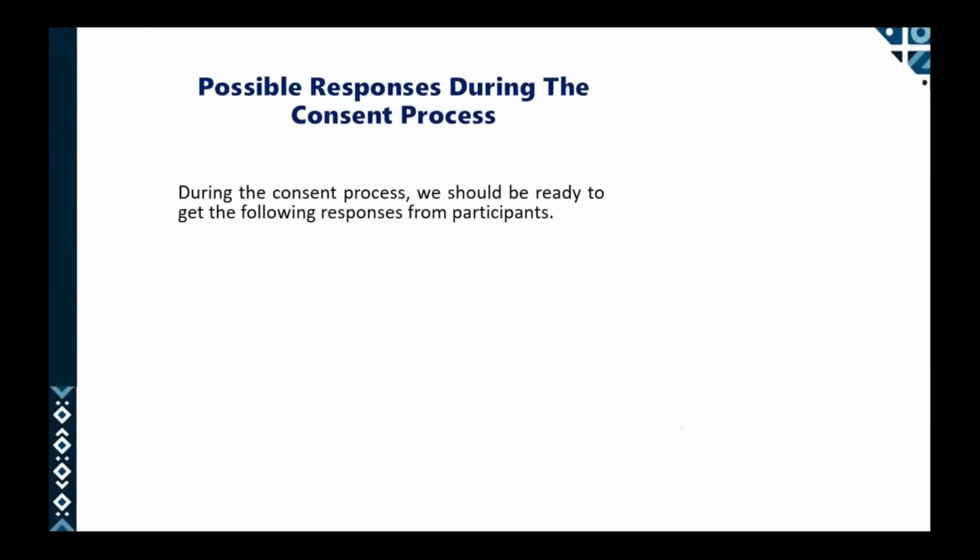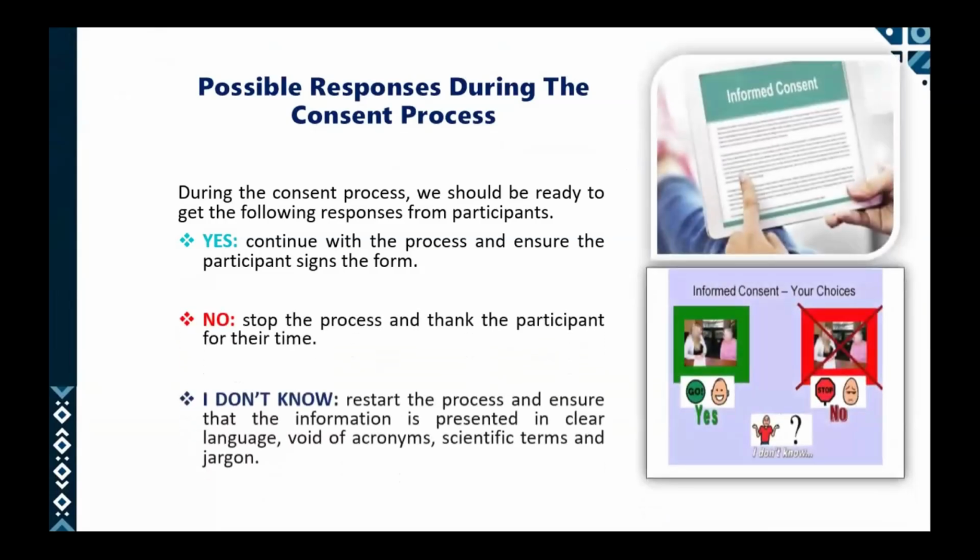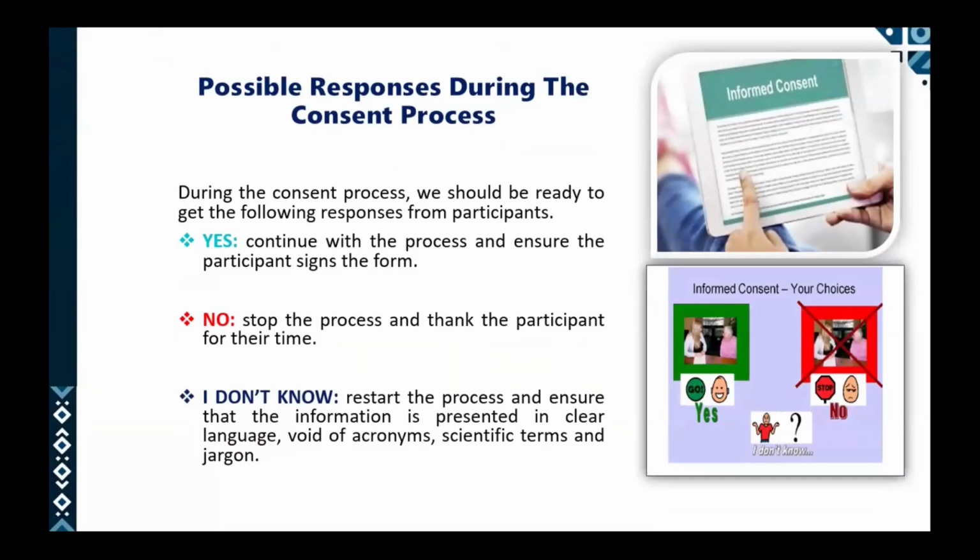So what are some of these possible responses that we can get during the informed consent process? We can get a yes, a no, or an I don't know. If you have a yes, continue with the process and ensure the participant signs the form. If it is a no, you stop the process and thank the participant for their time. If it is an I don't know, we start the process and ensure that the information is presented in clear language, void of acronyms, scientific terms, and jargons.